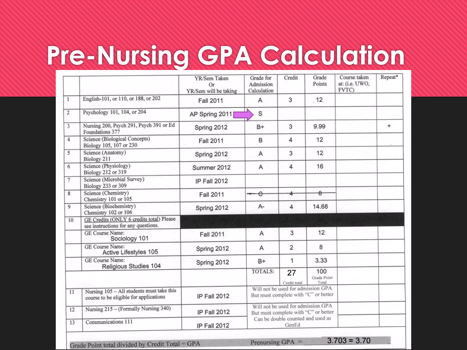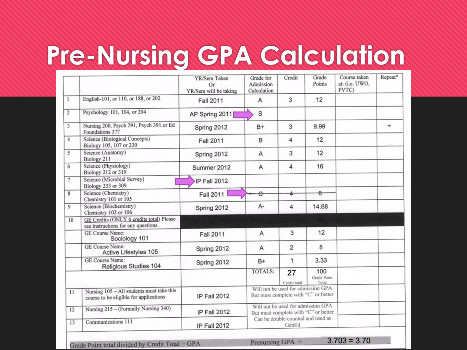Remember, you are only allowed to include 4 science grades in your pre-nursing GPA. If you've completed more than 4 sciences, please still fill out each column for those courses. However, you will want to cross out the science course or courses that you are not including in your GPA, just like it looks on the form here. If any of your other sciences or pre-nursing courses are still in progress, indicate IP in the year or semester taken column.